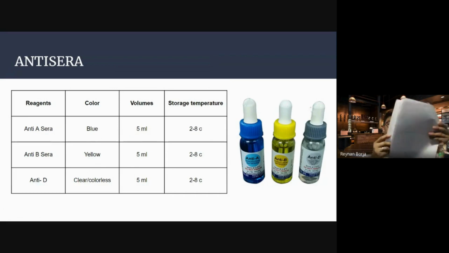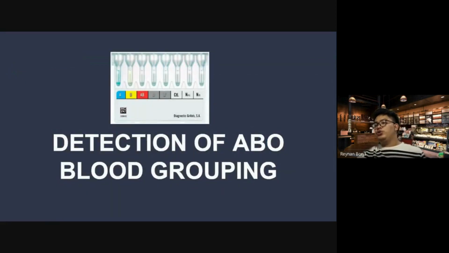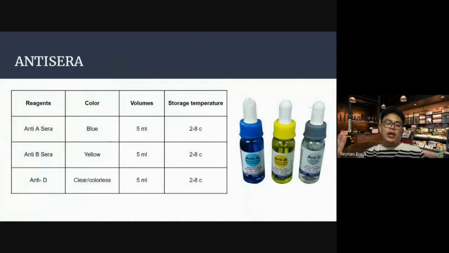So, okay. The question is, before tayo mag-undergo sa laboratory procedure ng ating ABO Rh grouping, sino naman sa blood groups ang universal donors? Universal donors, your O red cells. Remember that. O red cells. Okay? O red cells.